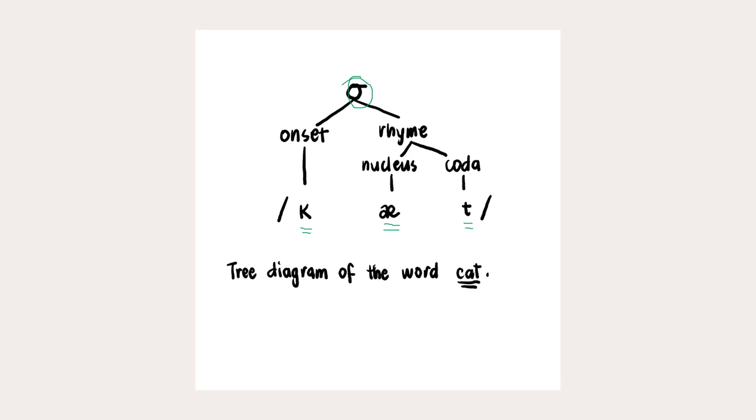Therefore, this syllable is composed of an onset, a nucleus, and a coda. So based on our definition, a syllable is considered as a closed syllable if there is at least one consonant sound in the position of the coda, meaning right after our nucleus.